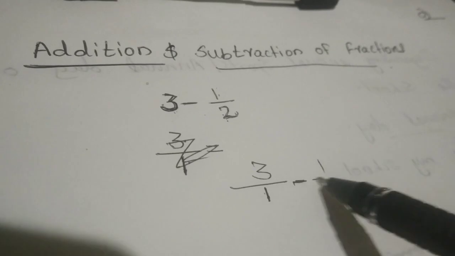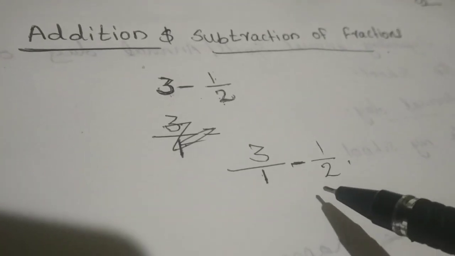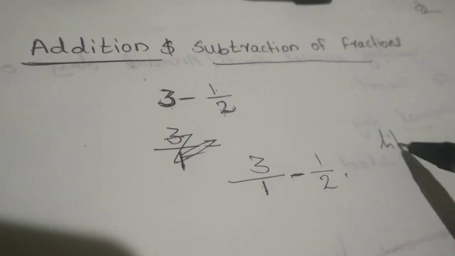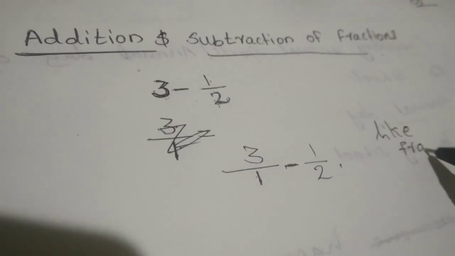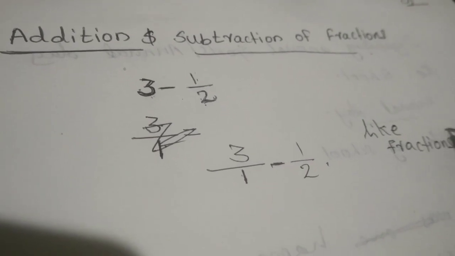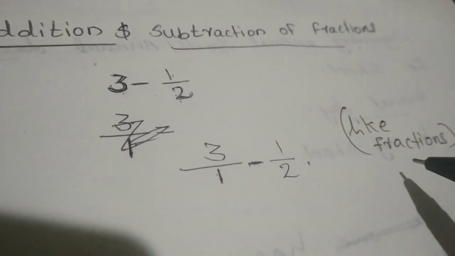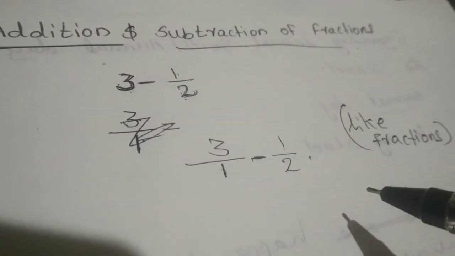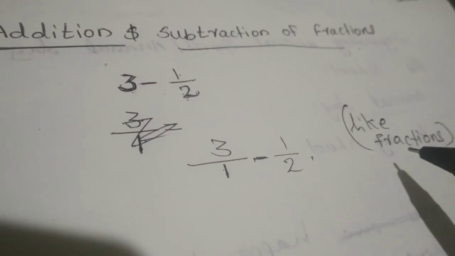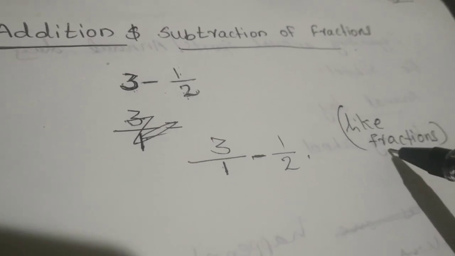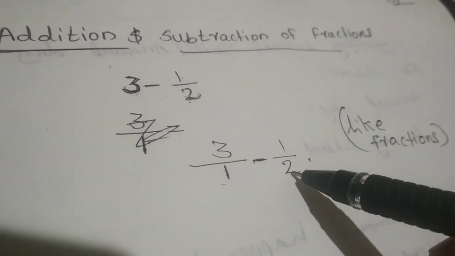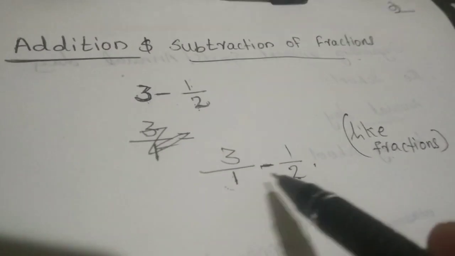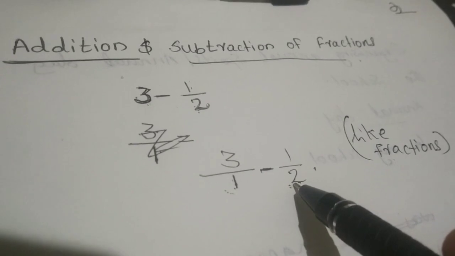Minus 1 by 2. We can add and subtract only like fractions. We have studied about like fractions. Like fractions are fractions whose denominators are the same. That is, the denominators will be the same. So, here we have to make these two fractions like fractions.